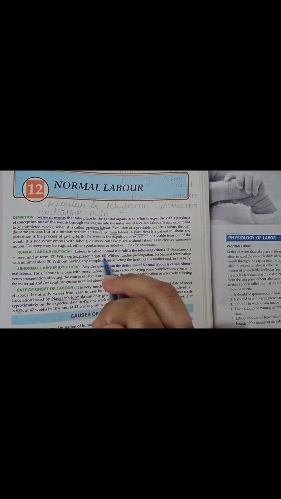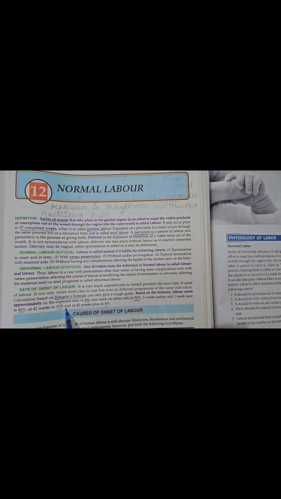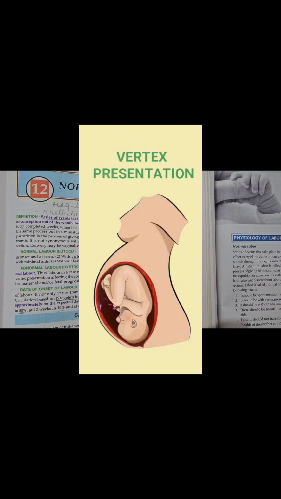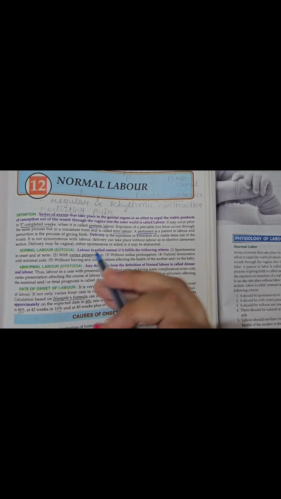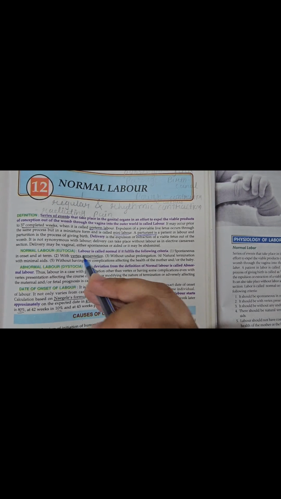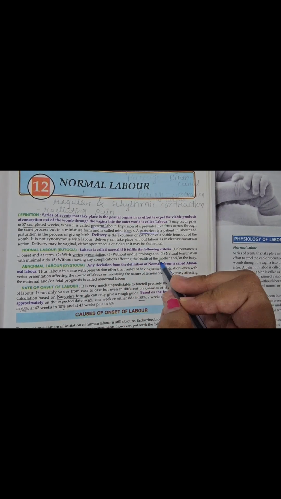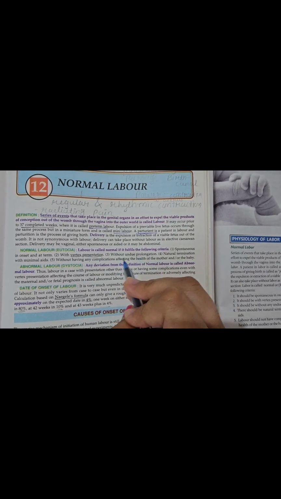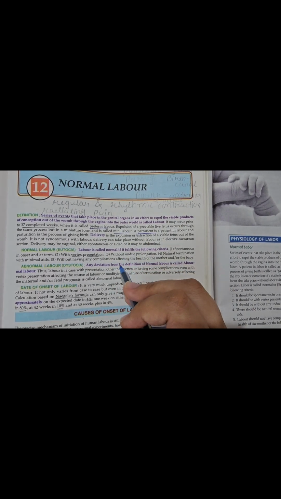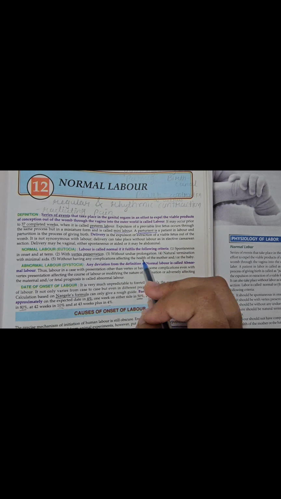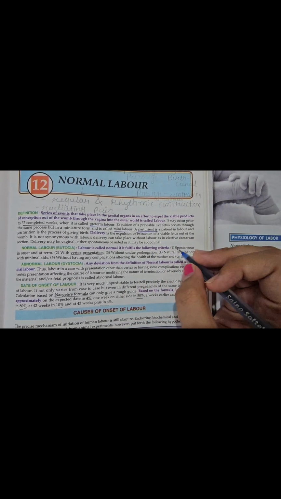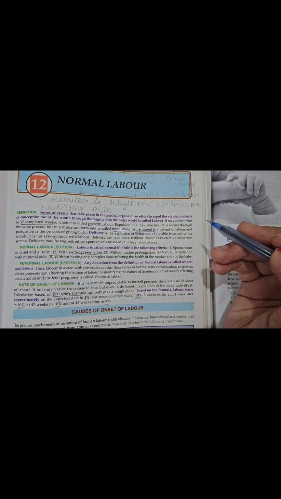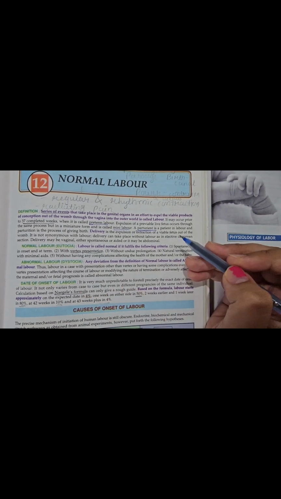Second, with vertex presentation. As I explained before in my lectures, what is vertex? Vertex is the topmost part of the parietal bone. With vertex presentation, without undue prolongation, normally for a first-time pregnancy and first-time delivery, labor will be completed between 18 to 22 hours. There is no prolongation after that. Natural termination with minimal aid, where there is no use of forceps or vacuum delivery, big no.